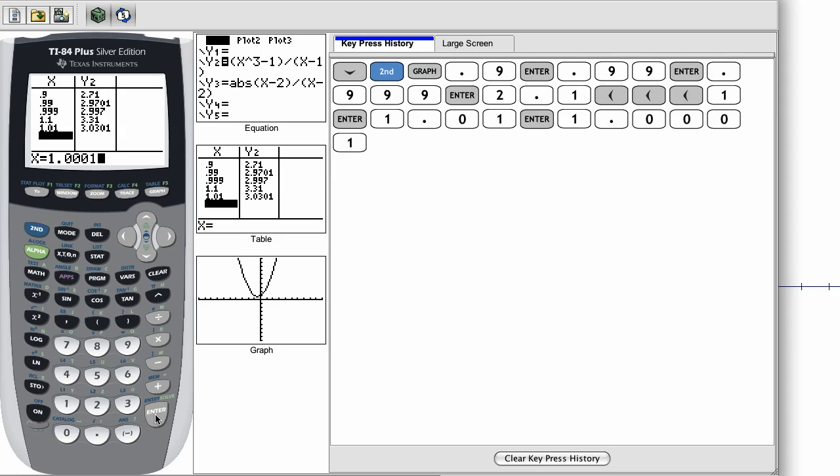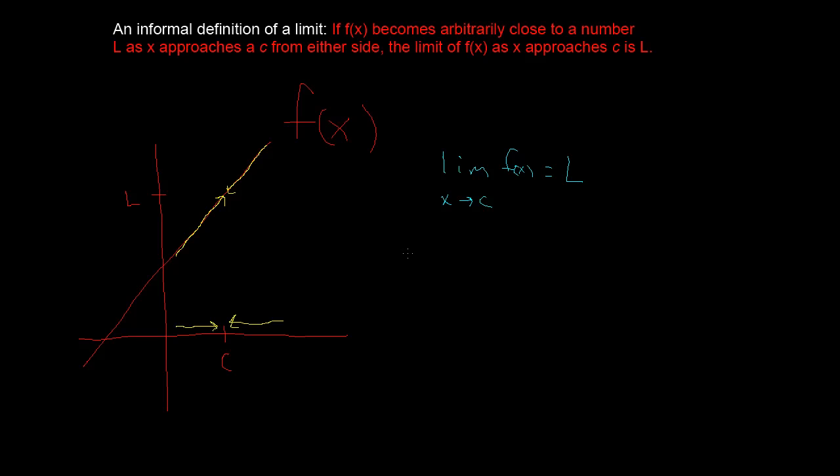Oh, that's okay that I did 3 zeros. I meant to do 2, but that's okay. You can see that as we get close to 1 from the right-hand side, my y values are getting close to 3 from up above. So it appears both from the graph and the numerical analysis that our limit is 3. So we can write the limit of x cubed minus 1 over x minus 1 as x approaches 1. We see that that equals 3. So this is how we would write that.